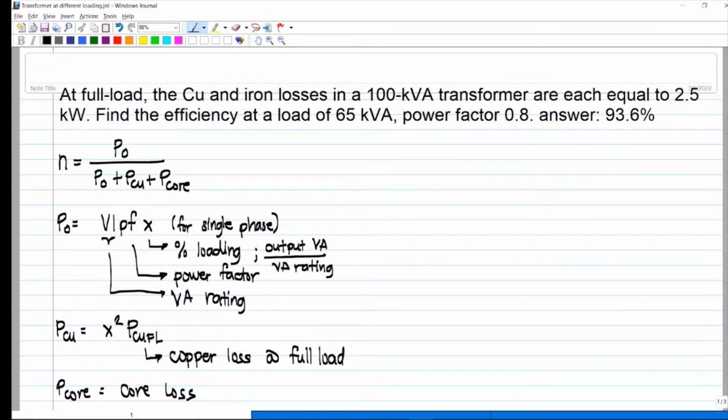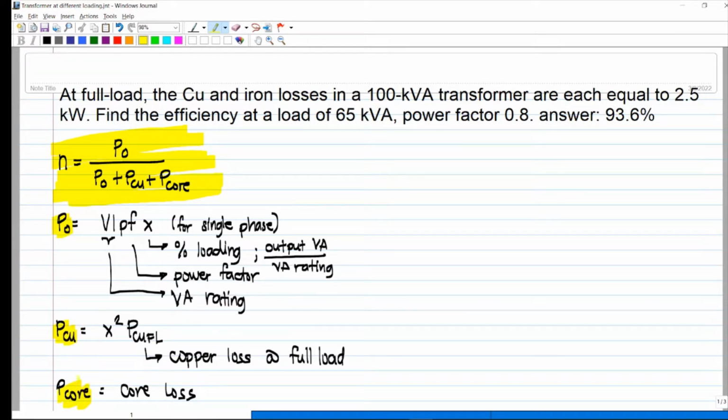Ang topic natin sa video na 'to ay efficiency of a transformer at different loadings. So, in general, ang formula natin sa pagkuha ng efficiency of a single-phase transformer ay ito. N is equal to PO or yung output power divided by the quantity of PO plus the copper loss plus the core loss. So, isa-isahin natin kung paano ba natin masasolve yung output power, yung copper loss, at saka yung core loss.